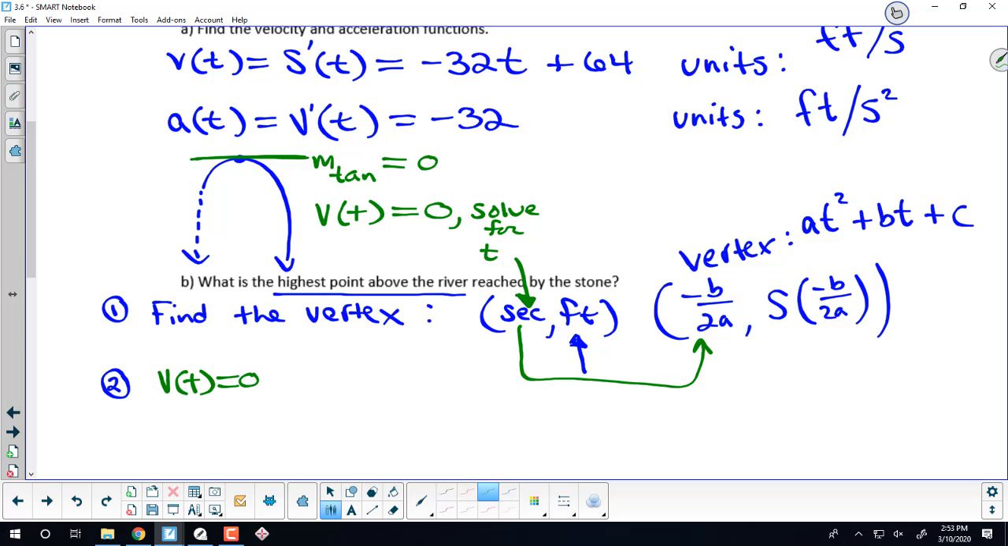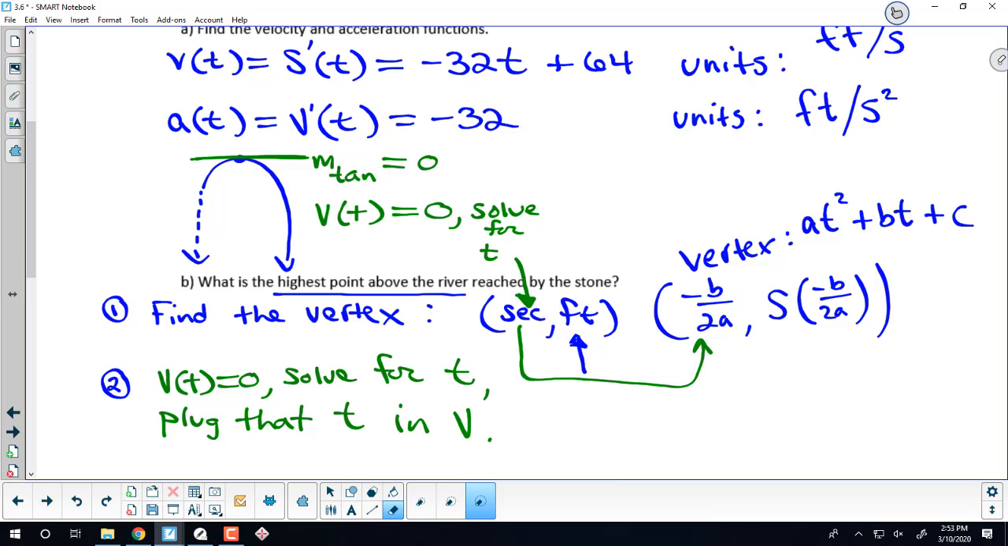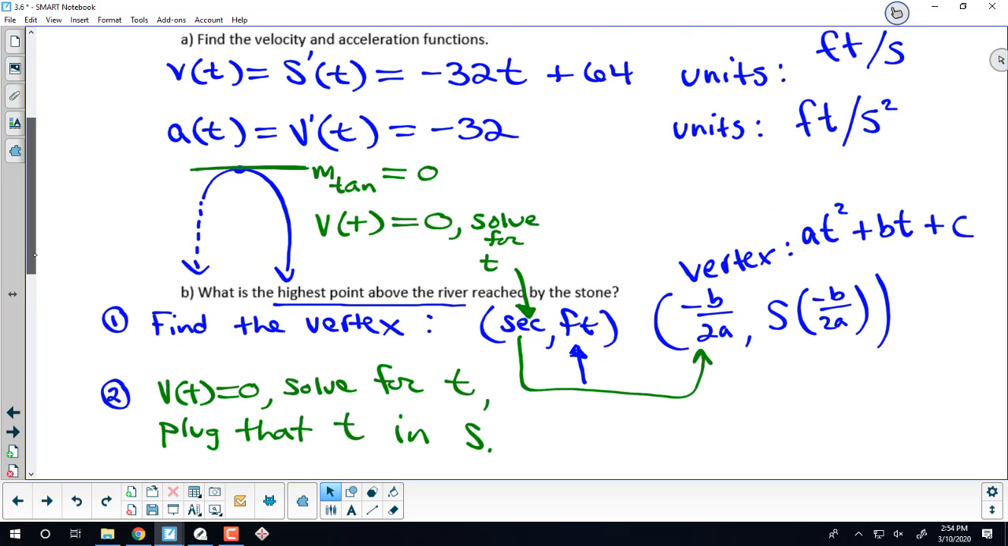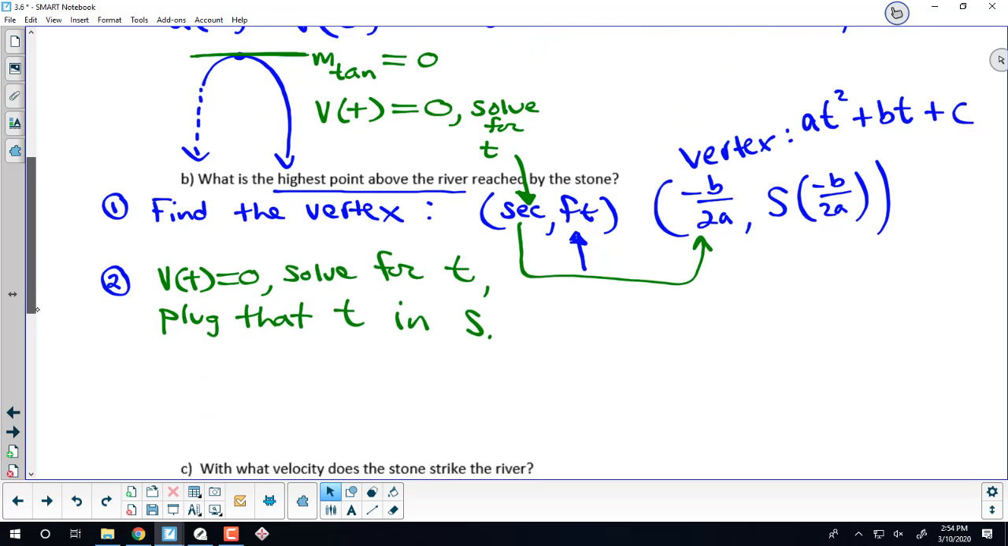Find out where v of t is equal to 0. Solve for t. Plug that t into the velocity function. Or sorry, into the position function. So with either option, you get the same result. I think it's probably easier to figure out where the velocity is equal to 0. So we'll just do that one.